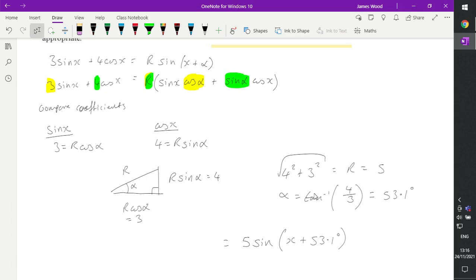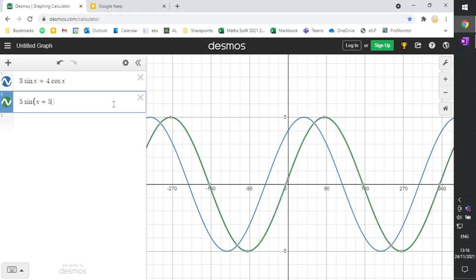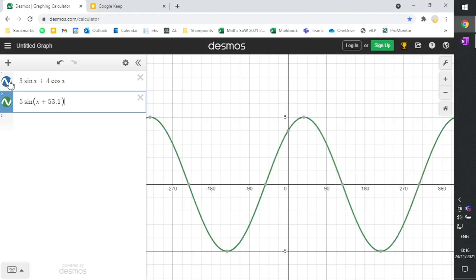So let's test our answer. This is our function we're trying to plot, 3 sine x plus 4 cos x. And we think we can rewrite it as 5 sine of x plus 53.1. There we go. You can see that when I overlay them, they're the same line.